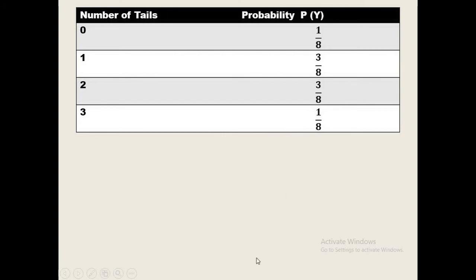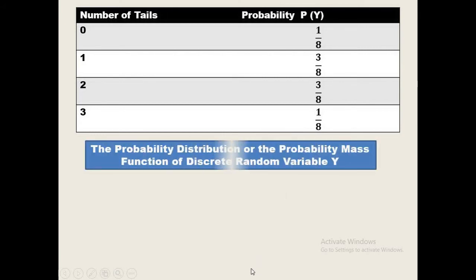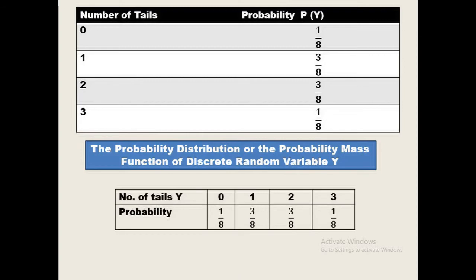This table is known as the probability distribution, or the probability mass function, of the discrete random variable y. This can also be written like this. Number of tails y, 0, the probability is 1 over 8; 1, 3 over 8; 2, 3 over 8; and 3, 1 over 8.